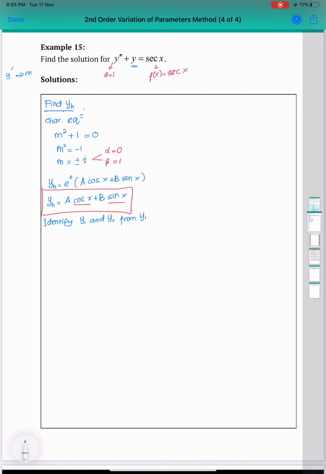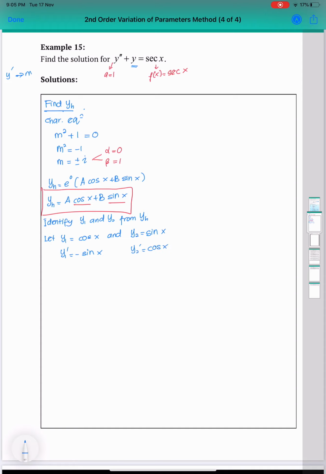From your homogeneous solution yH, let y1 equal to cos x. Don't take the constant, just take the term. So y2 equal to sine x. I don't want the coefficient. Alright, so I have cos x and sine x. So what is my y1 prime? Equal to negative sine x, and y2 prime is equal to cos x.